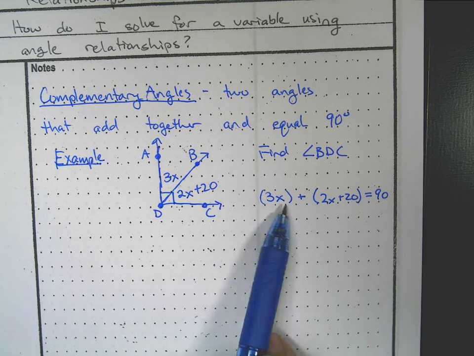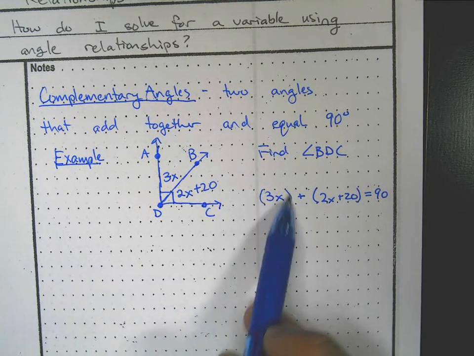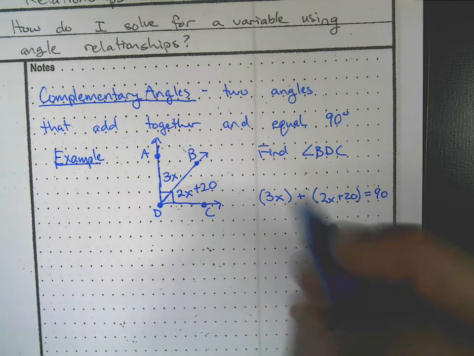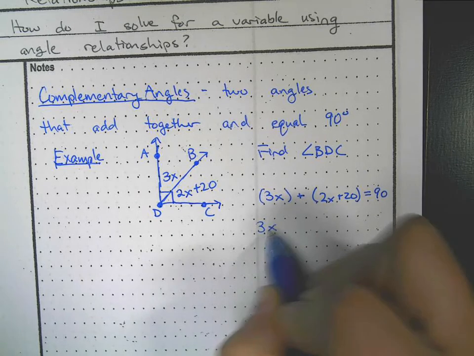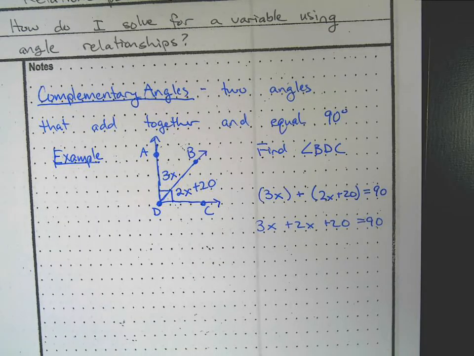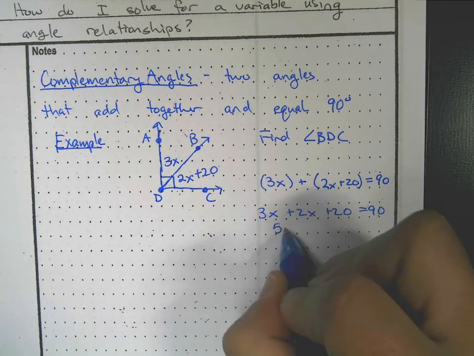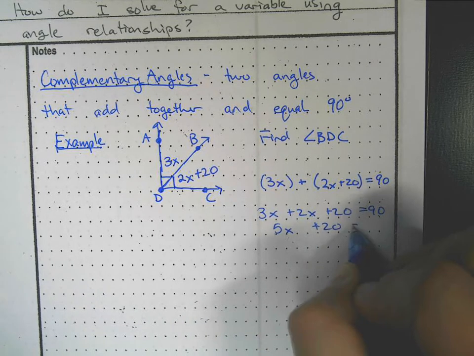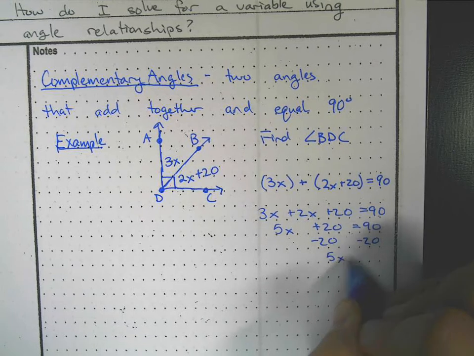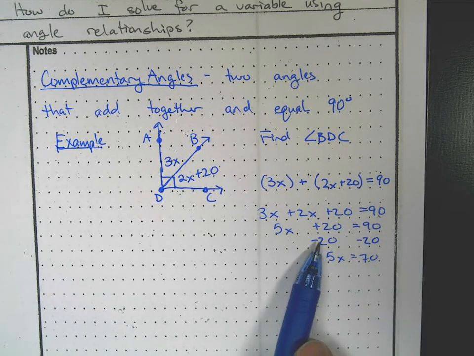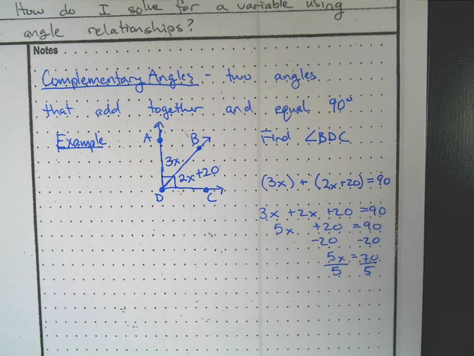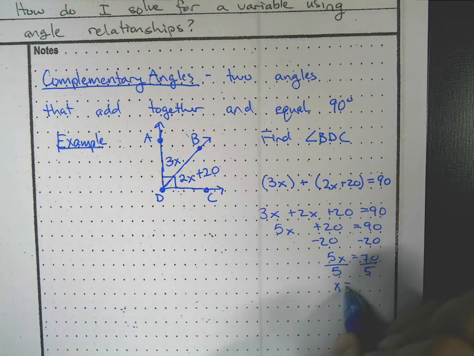And the only reason why I put these parentheses here is so you can see this is the first angle, 3x. This is my second angle, 2x plus 20. And since we're adding, we can drop those parentheses. And now we're just going to combine like terms and solve. So I have 3x plus 2x is 5x plus 20 equals 90. Just going through my solving motions. So we subtracted 20 from both sides. Now we'll divide by 5, and we get x equals 14.